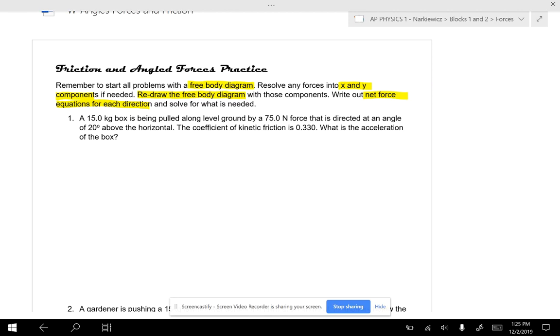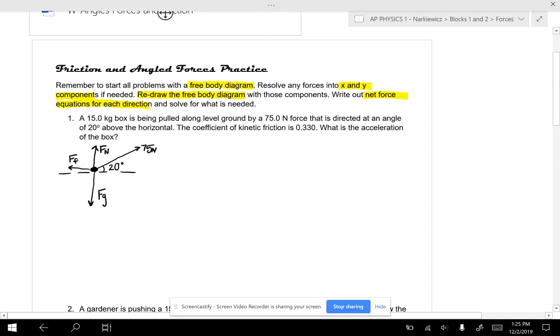What's the acceleration? So starting off with our free body diagram, we draw a horizontal line to represent our surface. We have a 75 Newton force pulling at an angle of 20 degrees. Okay. Of course, there's gravity acting on our object like most. There is a normal force, and then it mentions the coefficient of friction, so we can assume that there is a force of friction. So that's our first free body diagram.